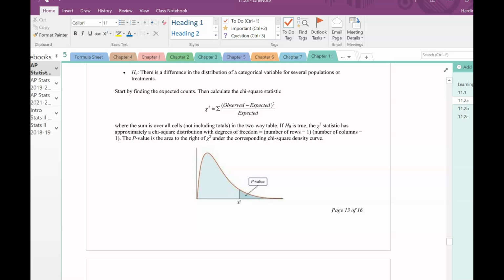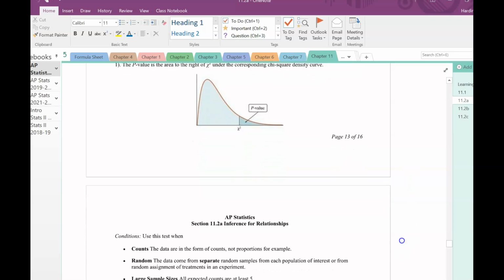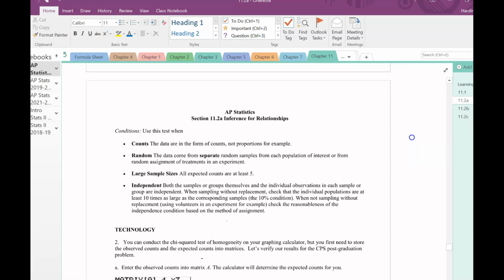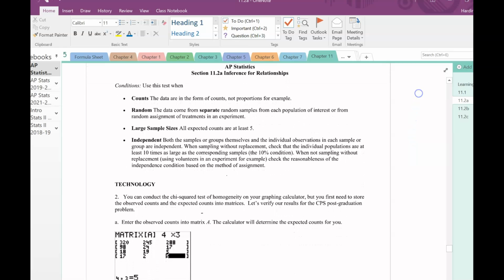Now, with any inference test that you do, there are a set of conditions that have to be met. And those conditions are here. We need to have counts, which we had. The random condition does need to be met, so these need to come from separate random samples or from random assignment in an experiment. The large sample size, this is where all the expected counts that you find need to be at least 5. And then, of course, there's the independence.